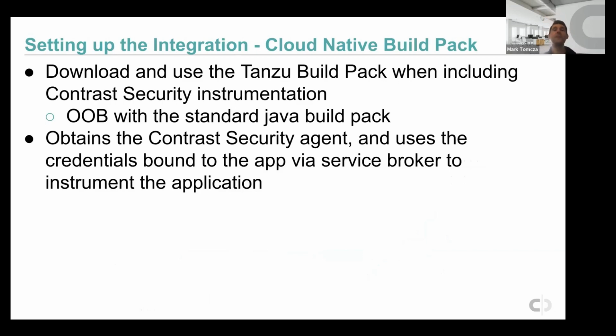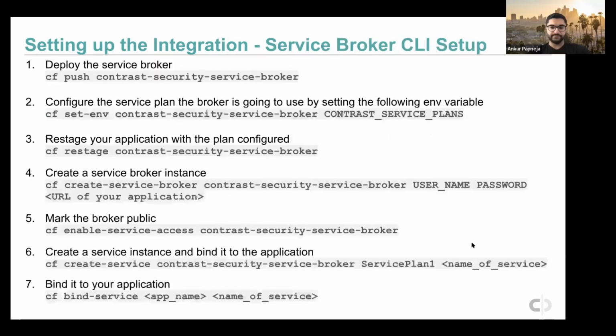So first you have to go through, download the actual build pack. Right now it's out of the box with the standard Java build pack. So it's ingrained with a whole bunch of different tool sets. But what you do is you use the Java build pack and you use that to build your application as you normally would. And what this does is actually obtain the Contrast security agent on the spot and uses the credentials bound by the app via the service broker to actually instrument it, right? It's a two-part process. First you build it and then you instrument it. Anything you want to add here before I move on? No, this looks great.